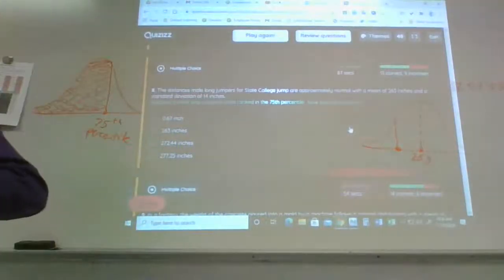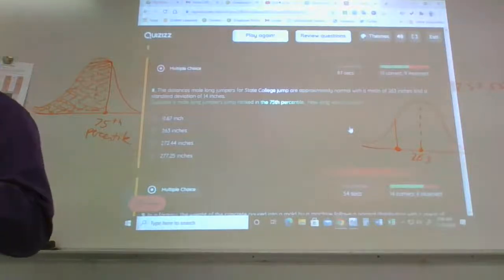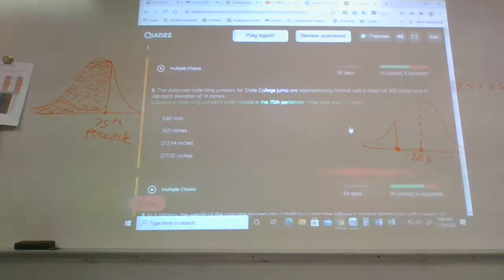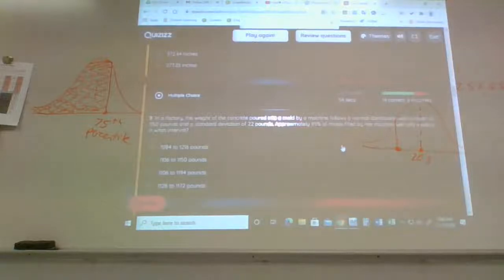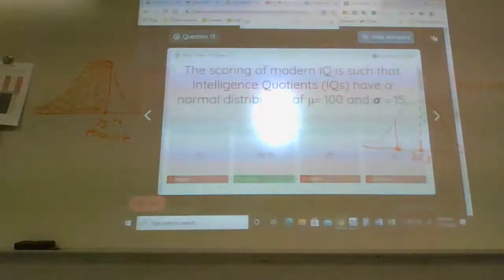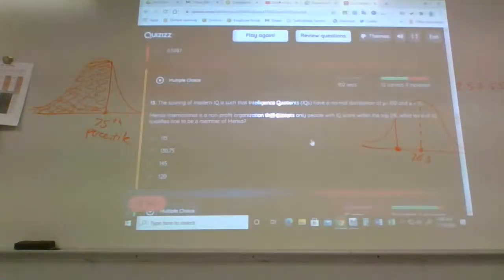There was a problem, I believe, on this quiz where you had to do something with the top 2%. Several people nodding yes. Let's go find it. Top 2%. There it is. Found it.